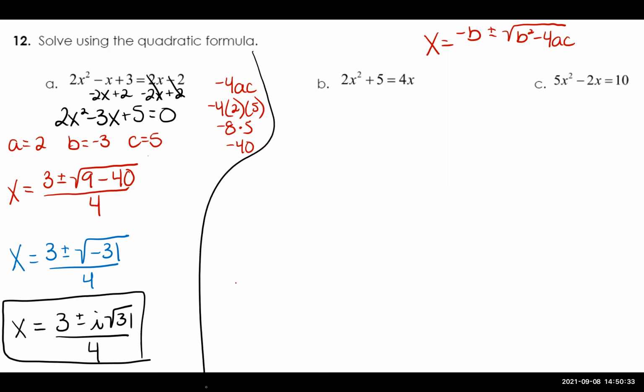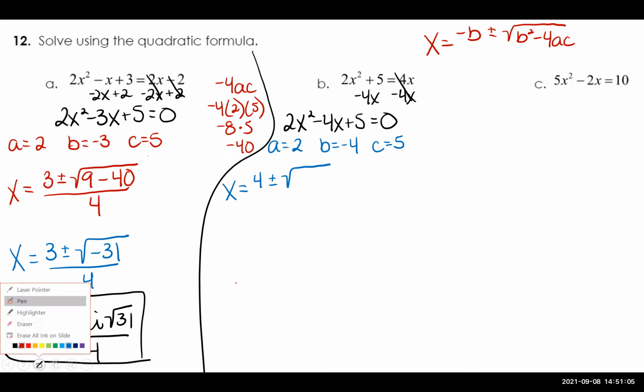Part B, we want to rearrange this, start by subtracting 4x from both sides. So we have 2x squared minus 4x plus 5 equals 0. Then I want to identify my a, b, and c. So a is equal to 2, b is equal to -4, and c is equal to 5. My quadratic formula says x is equal to the opposite of b. So that'd be a +4, plus or minus the square root.